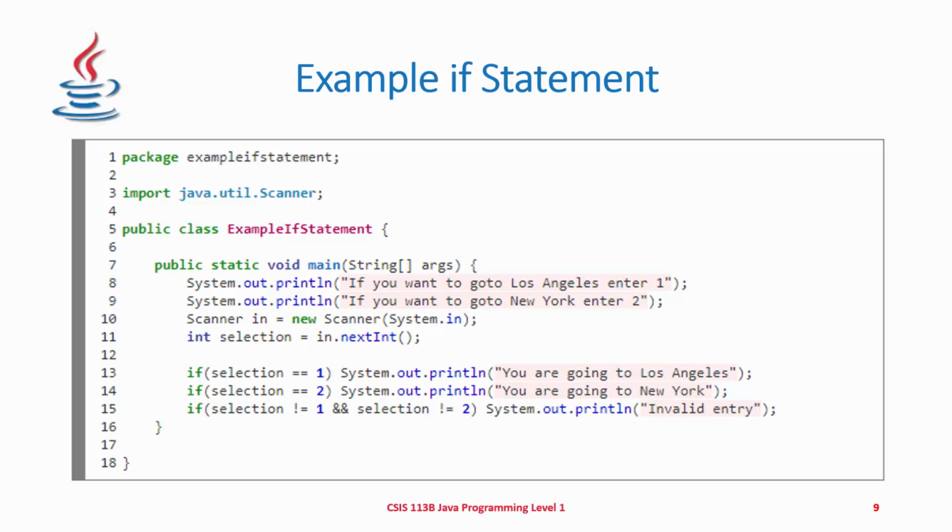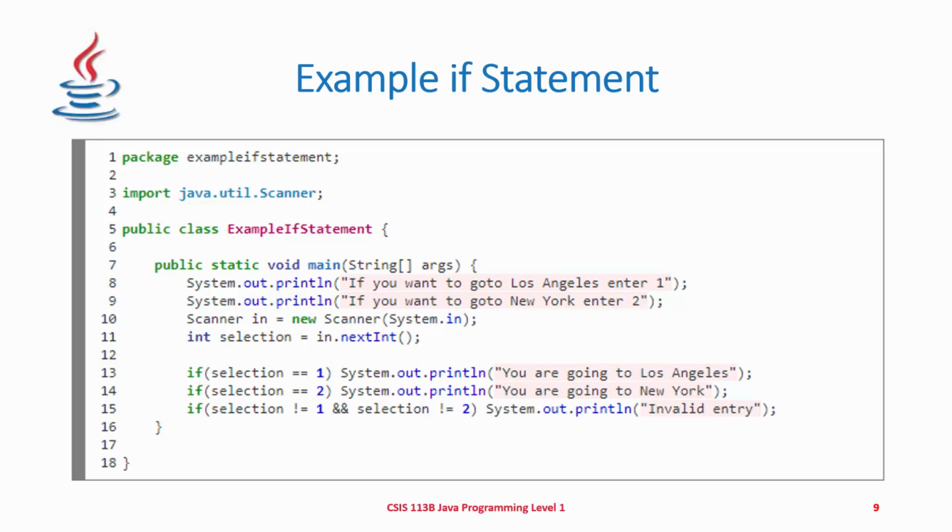And then you can see in the next 3 lines we're comparing the variable selection's value to 1, 2, or not equal to 1, and selection not equal to 2. So we're checking to see if they inputted a valid entry. Remember, we're only asking them to enter a 1 or a 2. What happens if they enter a 3 or 4 or some other number? So the first if, comparing the variable selection to see if its value is 1. In other words, did the user input the value of 1?